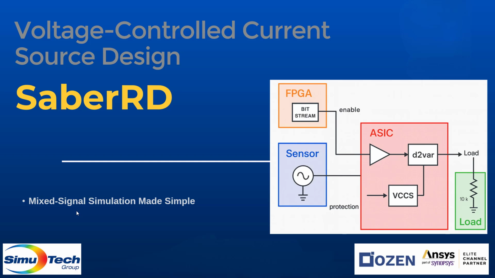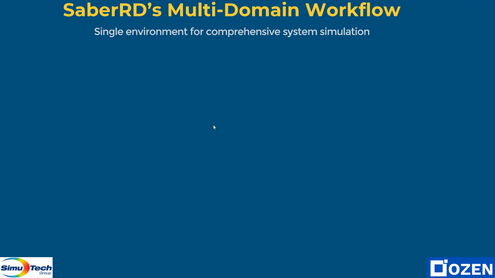Today I will show you how we can design and simulate a voltage controlled current source using SaberRD. This tool allows us to combine analog, digital and system level components into one simulation. For instance, in this picture you see an FPGA, sensor, ASIC, and load. You see a mixed signal, analog and digital. I will show you how we can start simulating a mixed signal.